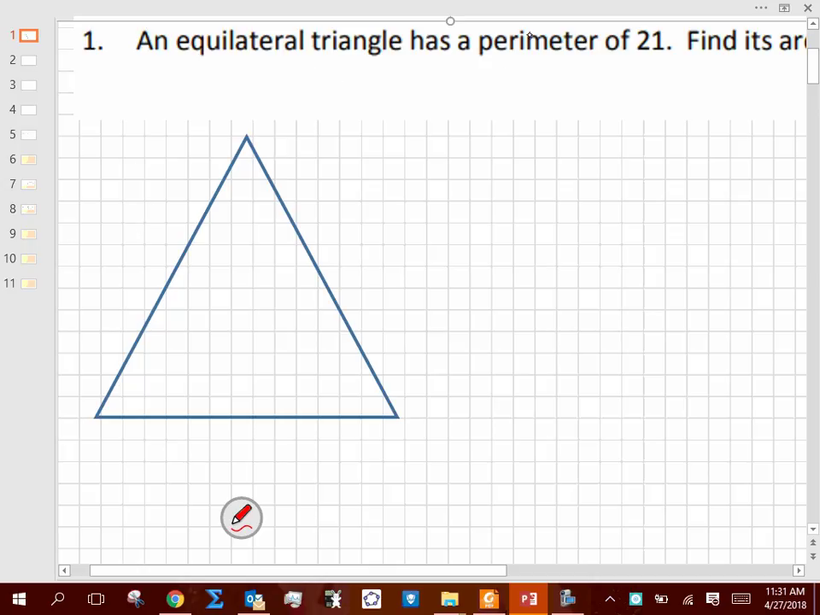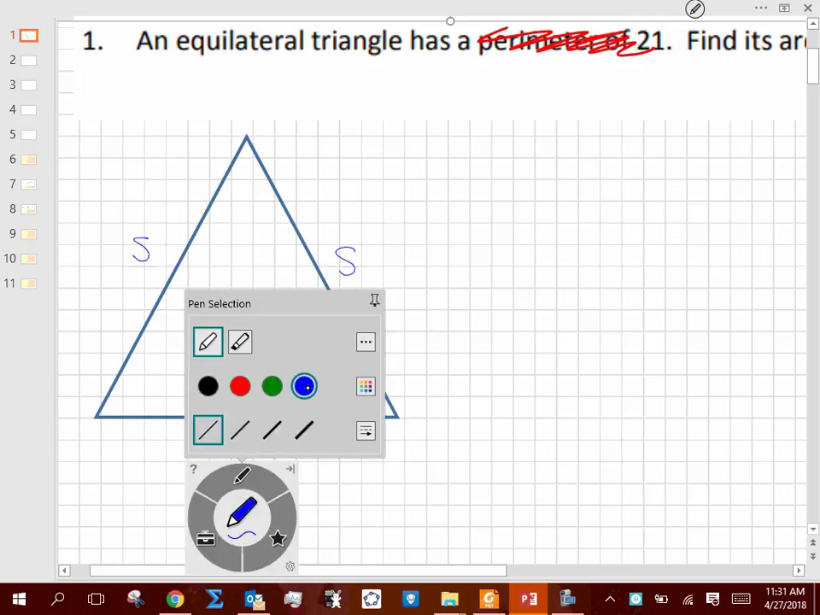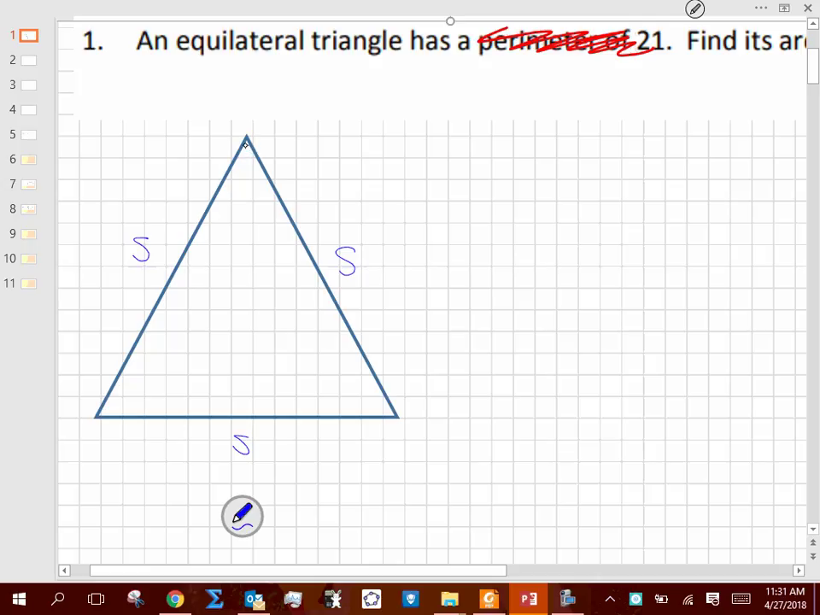It's equilateral, so don't even worry about the perimeter being 21. If it's equilateral, let's say that the side lengths are S, S, and S. Would that make sense? Okay. Now, if I draw down that segment, what does it do to that bottom side? What is that distance going to be right there? S divided by 2. Okay.